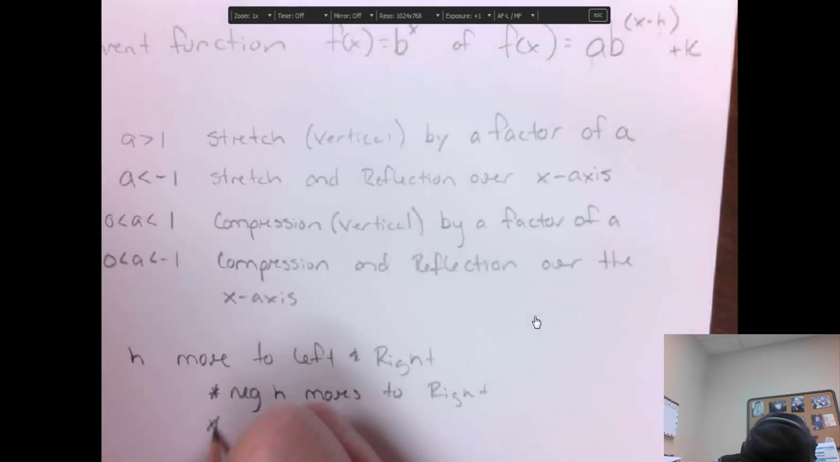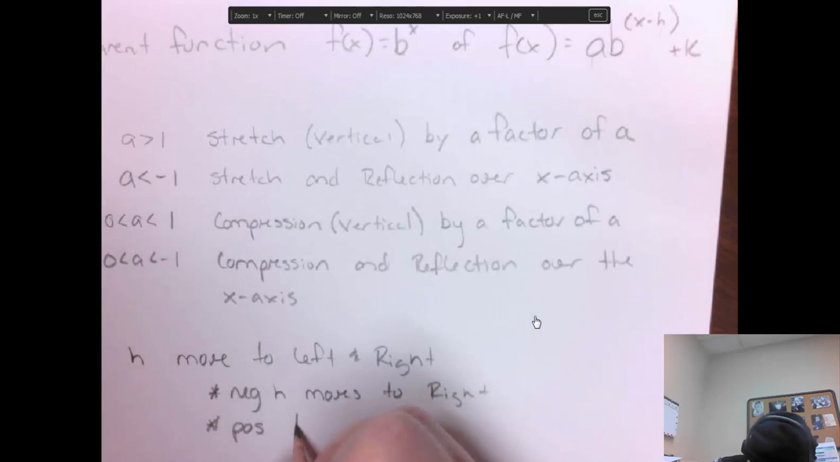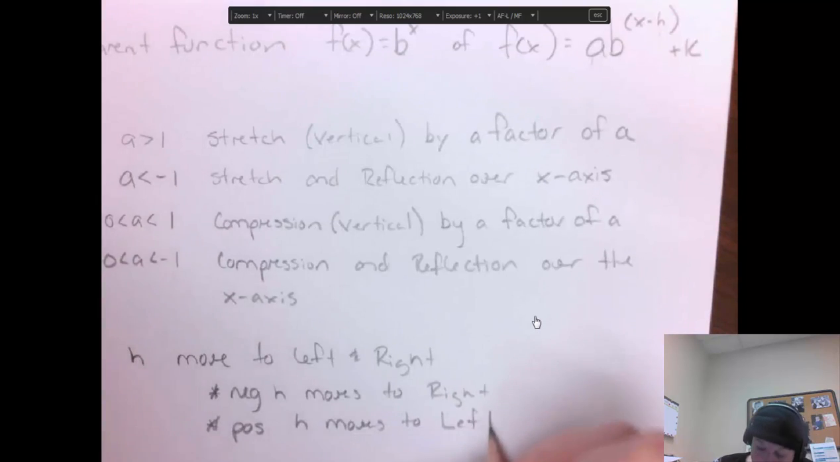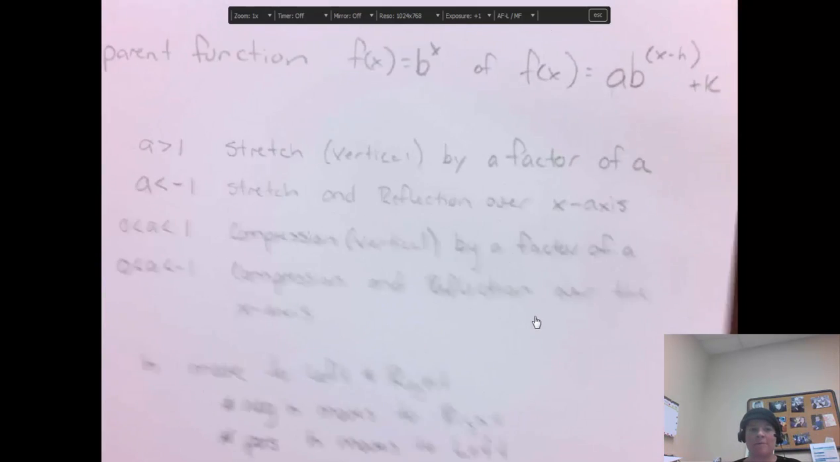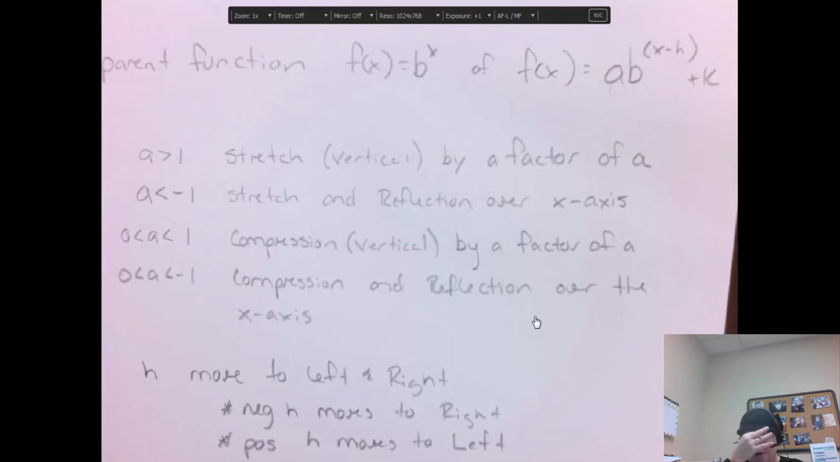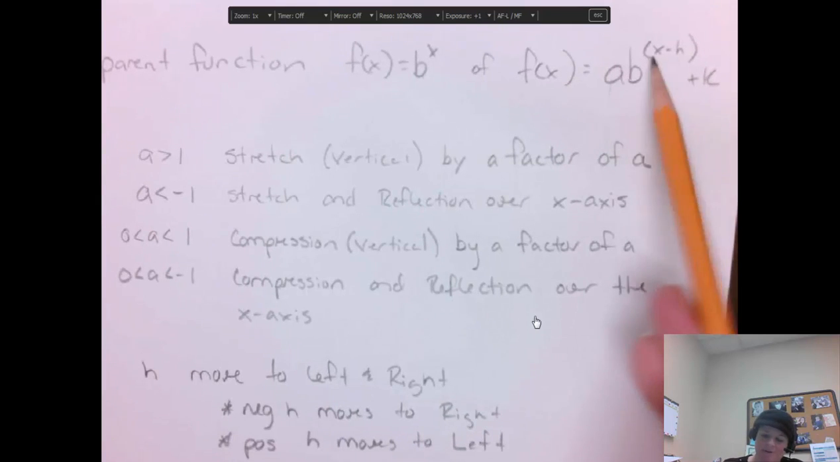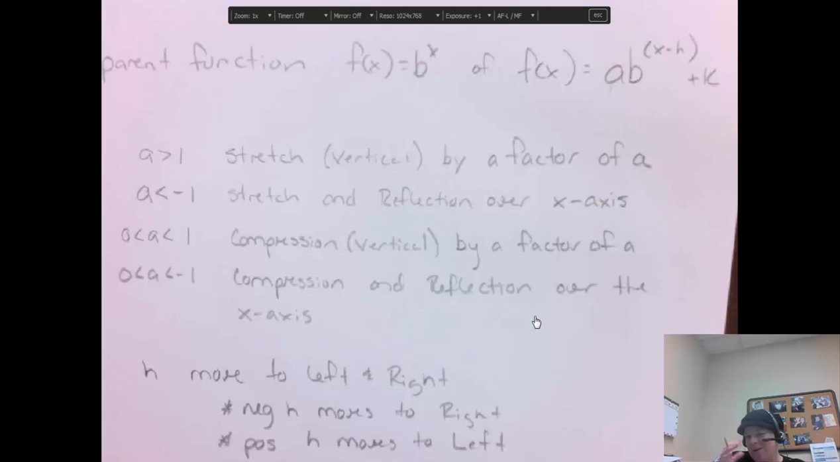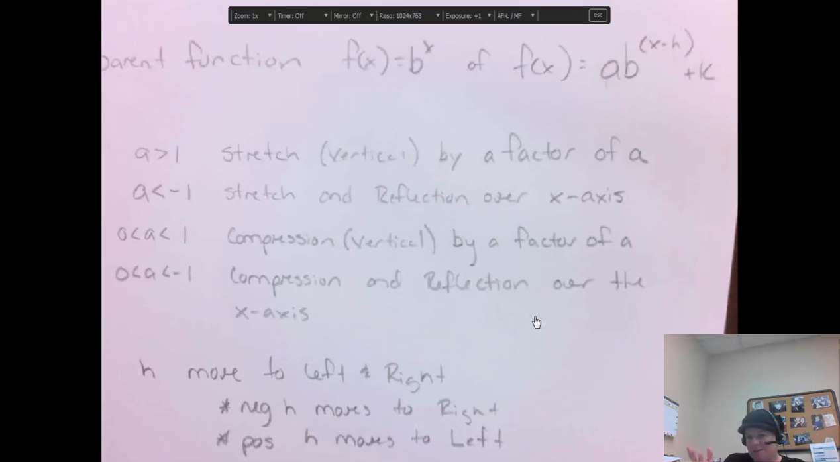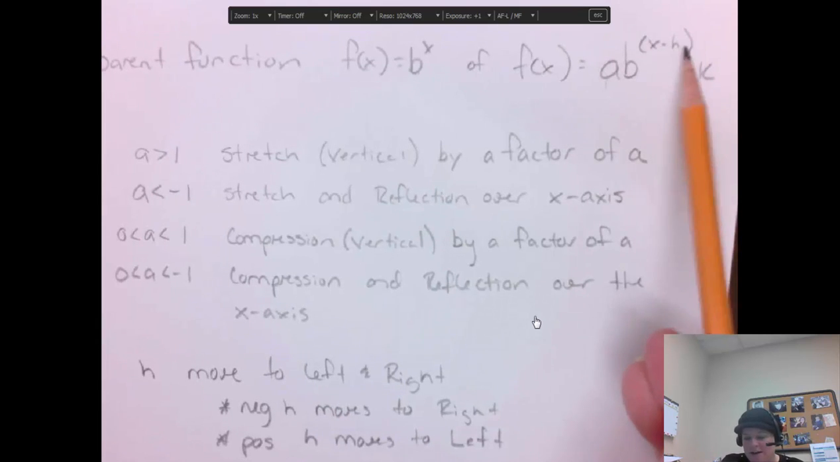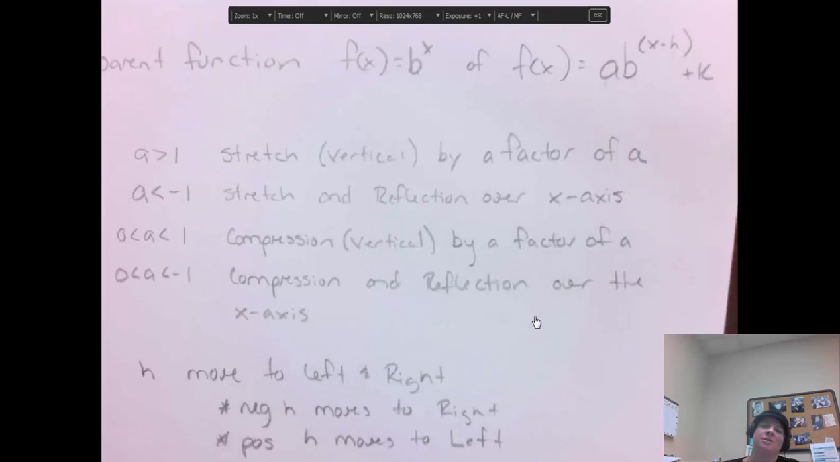And then positive h moves to the left. So it's kind of opposite of what you think. It's always that way with the parent function or the transformations. It's always whatever's by the x, no matter if it's an x, when we're looking at those x squareds or this one, whatever you do here, a negative moves you to the right and a positive moves you to the left. So it's always the opposite of what you think it should be.